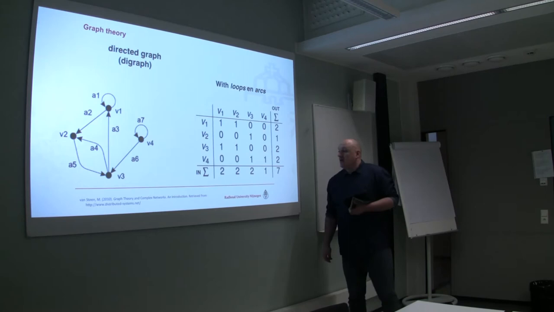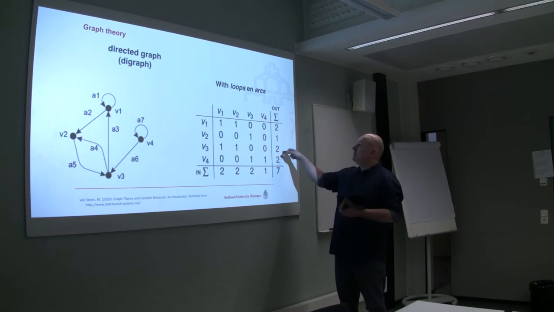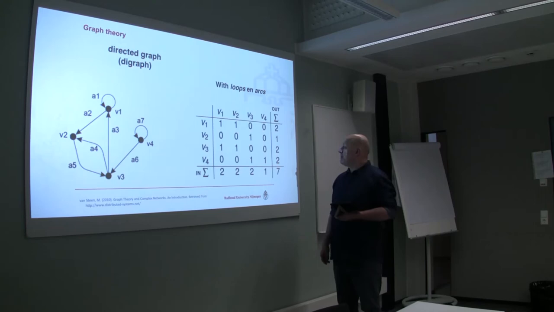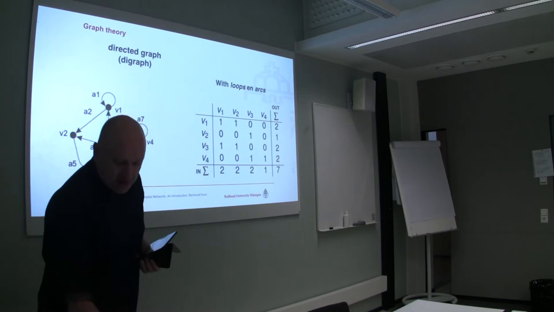How many connections a node has is called the degree of this node. For undirected graphs, you just count how many edges connect to this node. For a directed graph, you have an in degree and an out degree. But you can also sum them up and have a total degree. So this would be the total degree of this network, 7. And usually they take an average and so divide it again by the number of nodes.